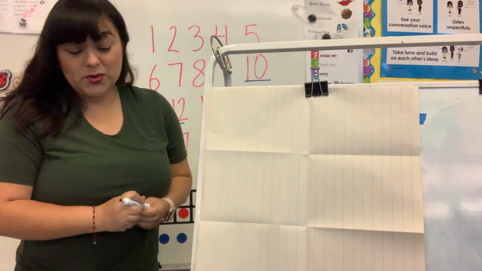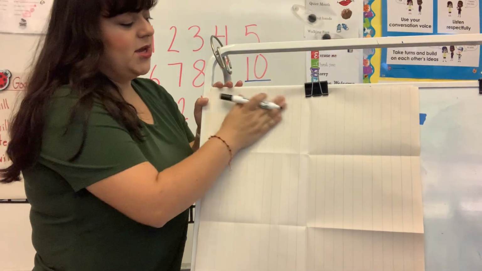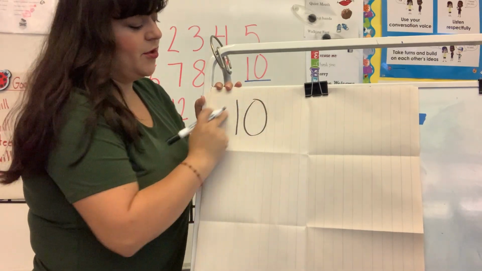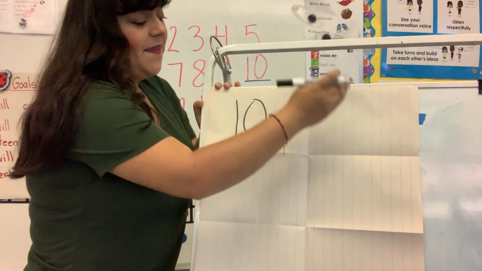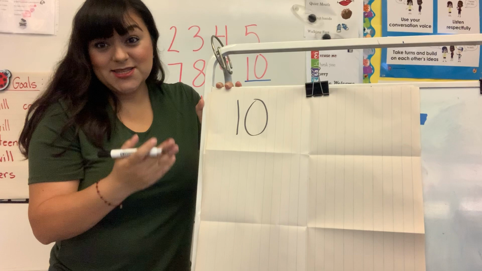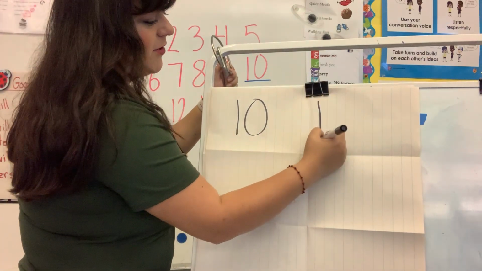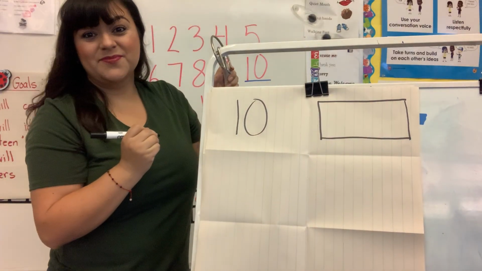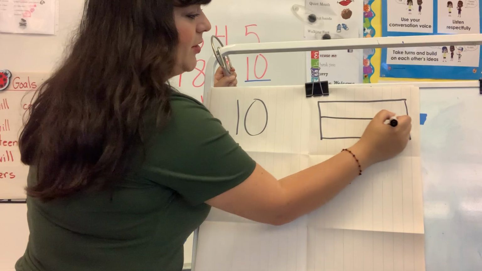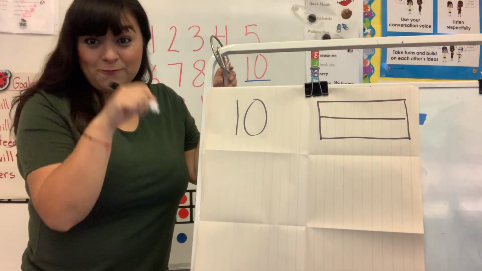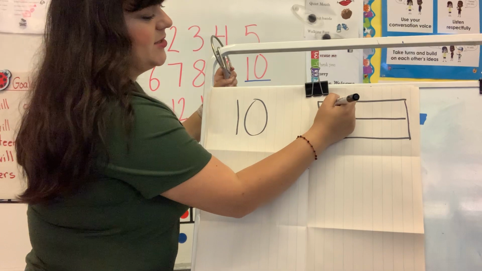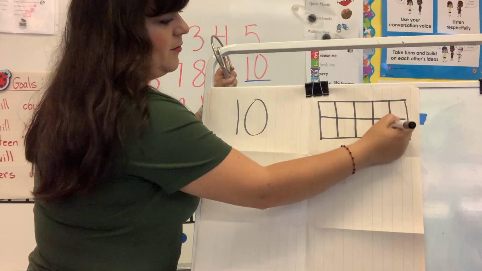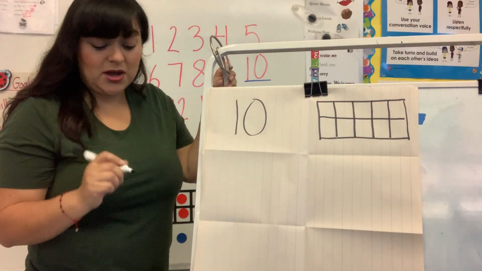On your paper, I want you to put on one side, you can write number 10, the numeral. On the other side, you're going to create it using the 10 frame. So to make a 10 frame, I make a rectangle, straight line down the middle, and then 4 up and down lines, vertical lines. 1, 2, 3, 4. Now I have 10 boxes.